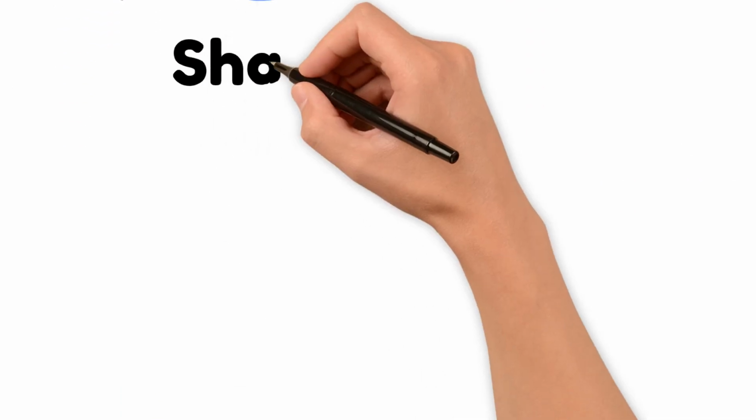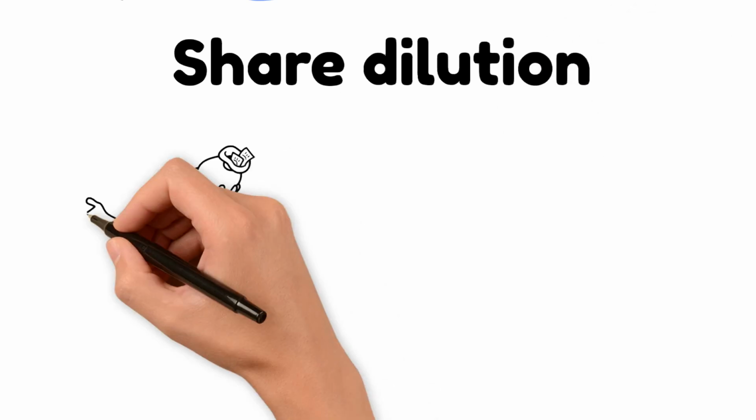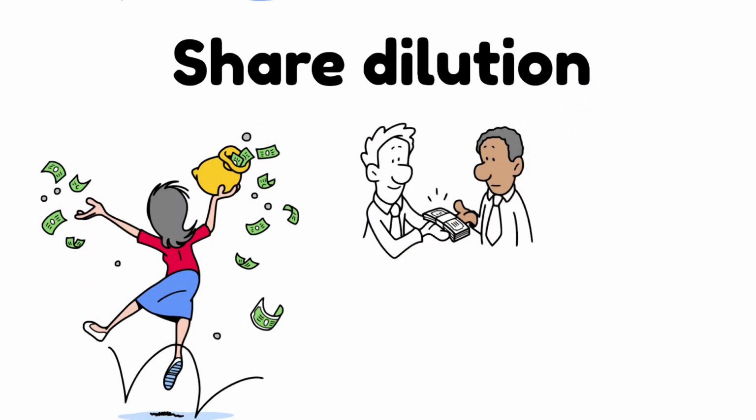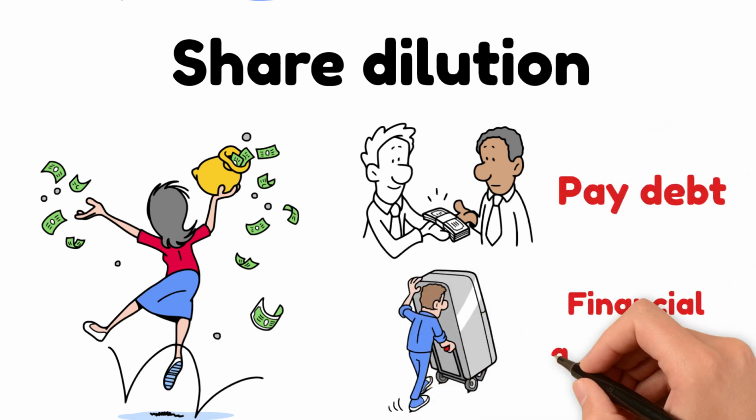This is also called share dilution, and companies may choose to do this if they need quick access to capital. By issuing more shares, they can raise money quickly for various reasons, such as paying off debt or financing acquisitions.